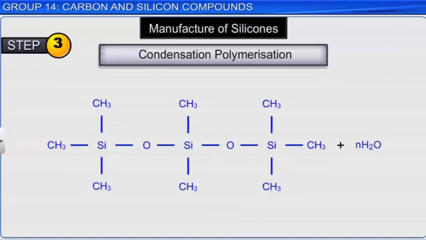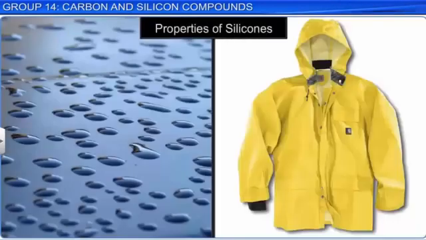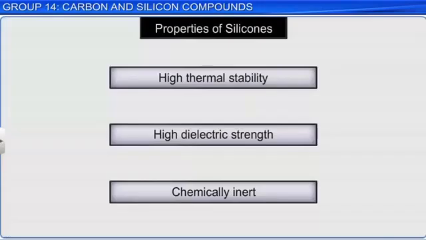Silicones are water-repelling in nature, due to the repetition of non-polar alkyl groups along the chain. This makes them useful for waterproofing fabrics. Silicones generally have high thermal stabilities, meaning that they are stable in high temperatures. They have high dielectric strength, which means that they can withstand high electric fields without breaking down.